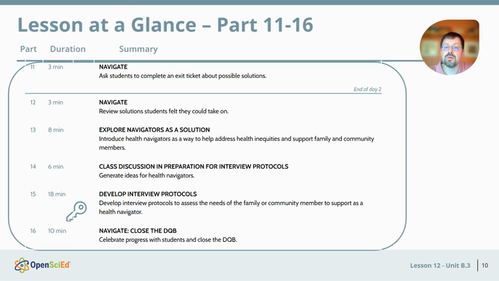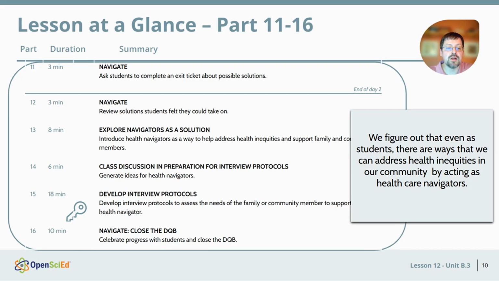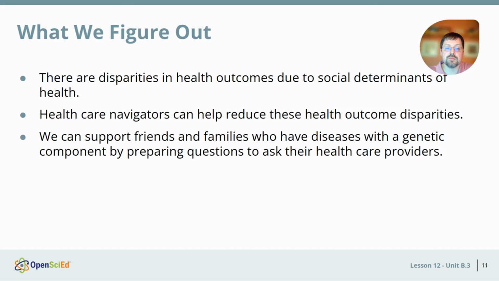In Section 3, we focus on what we can do to improve these social determinants of health. Students learn about the role of a healthcare navigator and develop questions that they can use to support a friend or family member who has a disease with a genetic component to it. This assessment gives students a real-life application for what they have learned about cancer and genetics in this unit. We figure out that even as students, there are ways that we can address health inequalities in our community by acting as healthcare navigators. My students left this unit feeling empowered about the role that they can have in improving their own health and their community's overall health.